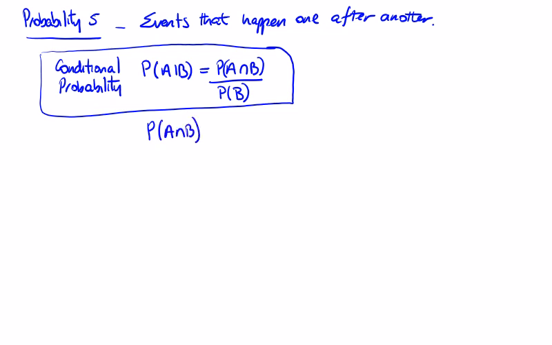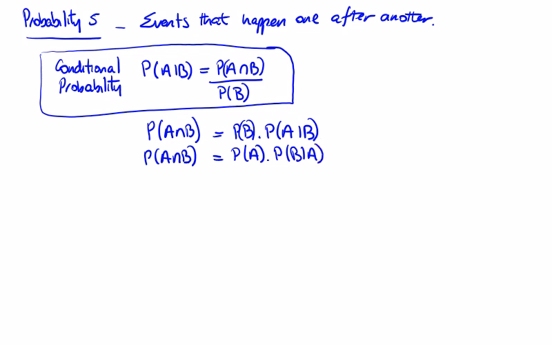The probability of A intersection B is equal to the probability of B, cross multiplying, by the probability of A given B. And similarly, we would have also the probability of A intersection B being the probability of A by the probability of B given A. This is known as the multiplication law.